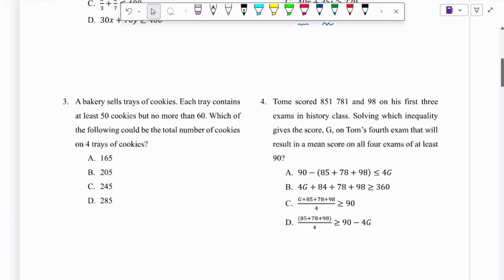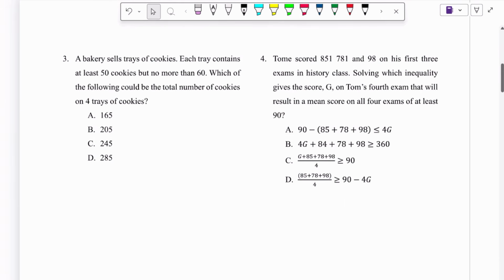Moving on to problem 3. A bakery sells trays of cookies. Each tray contains at least 50 cookies, but no more than 60. You are going to make a total of 4 trays.